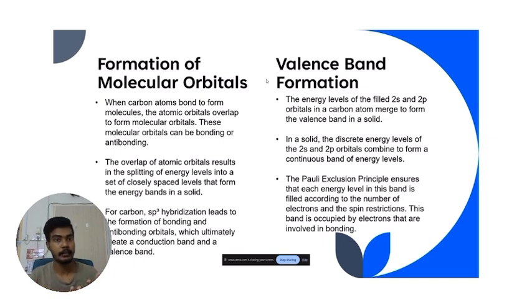The next would be valence band formation. The energy levels of the filled 2s and 2p orbitals in a carbon atom merge to form the valence band in a solid. In a solid, the discrete energy levels of the 2s and 2p orbitals combine to form a continuous band of energy levels. The Pauli exclusion principle ensures that each energy level in this band is filled according to the number of electrons and spin restrictions. This band is occupied by electrons that are involved in bonding.